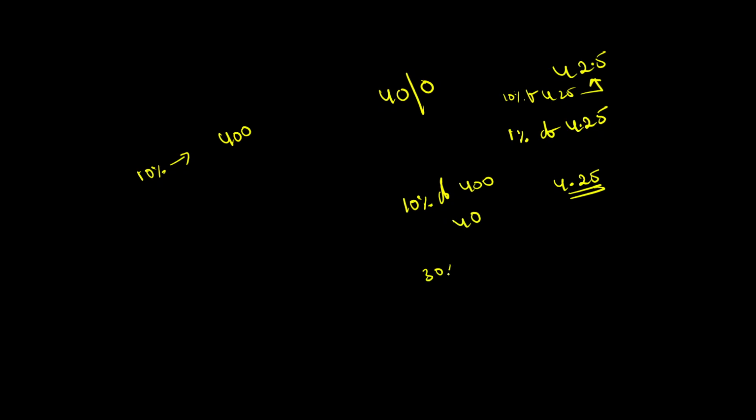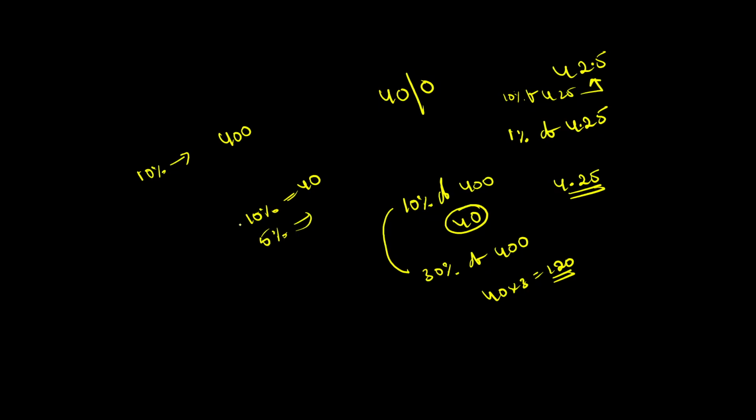And if it is required to find 30% of the same number, that's simple. 10% multiplied by 3 is 30%. We know the 10% value is 40, and 40 multiplied by 3 gives your answer, which is 120. Hope this is clear. This is how we calculate this. Once 10 percentage is known, if 10 percentage is equal to 40, then what is 5 percentage? Half of this. Half of 40 is 20. Hope this is clear. To keep it simple, let's understand directly proportional and inversely proportional.